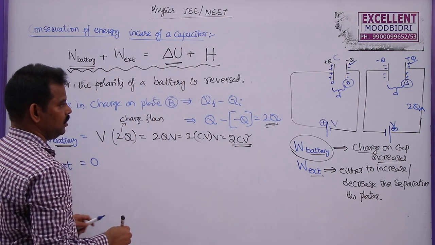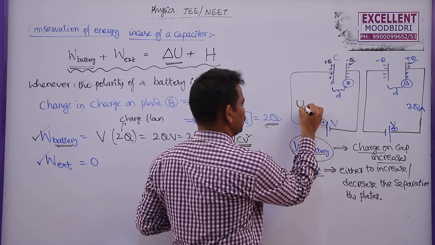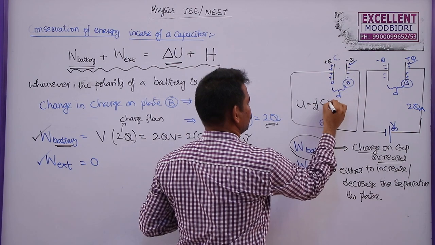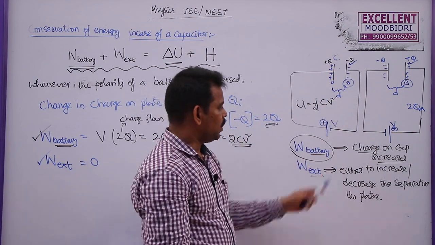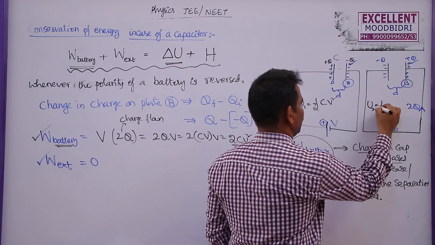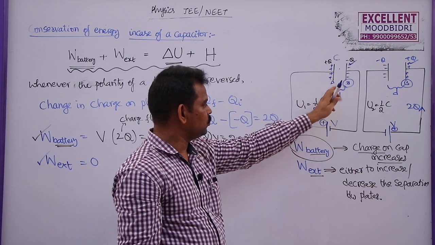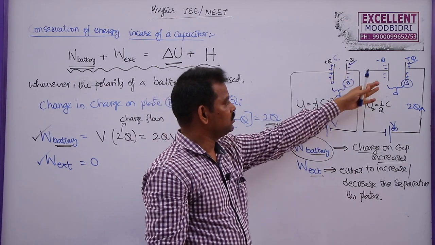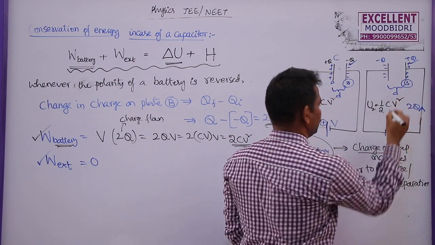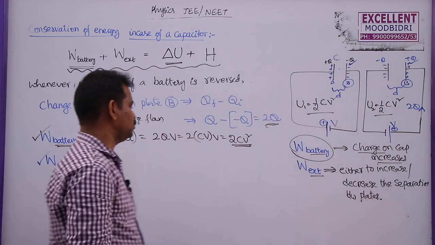So initially, when this system is connected, the energy stored in the first case is equal to half C V square. So what is the energy stored in this case? U2 is equal to half, which remains as half. Capacity has not changed here because it depends upon the area and distance. Area and distance are not changed, and the potential difference is also not changed, so this will be V square. So there is no change in energy stored.